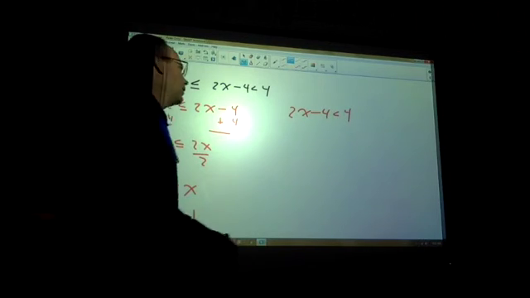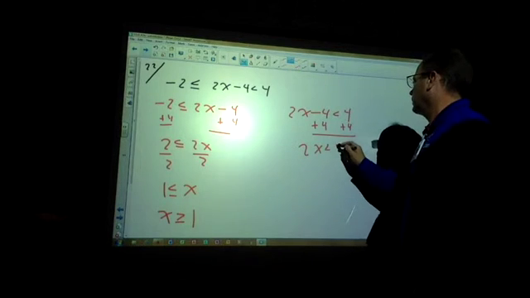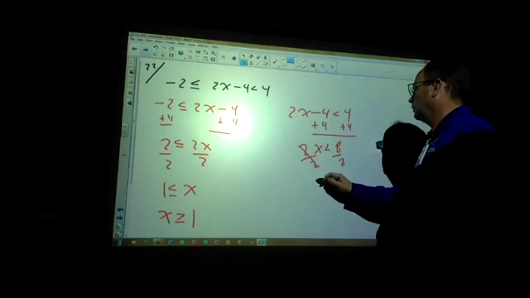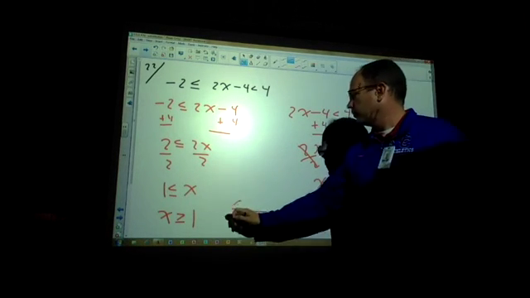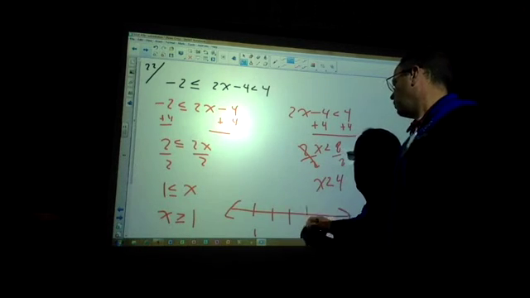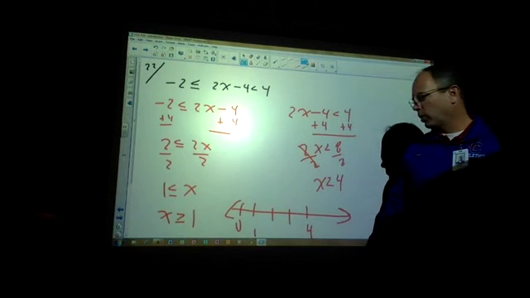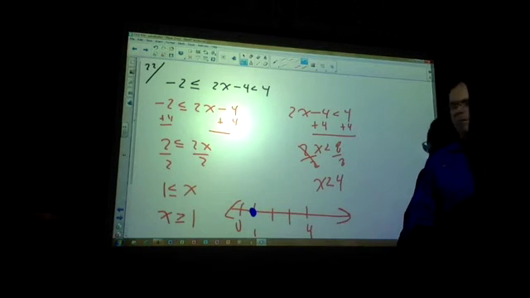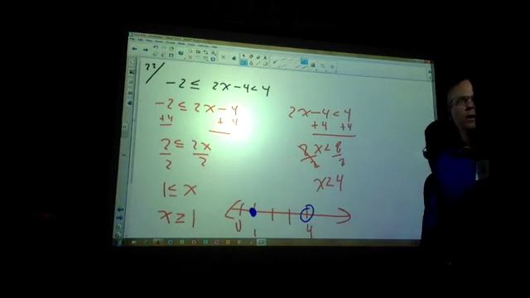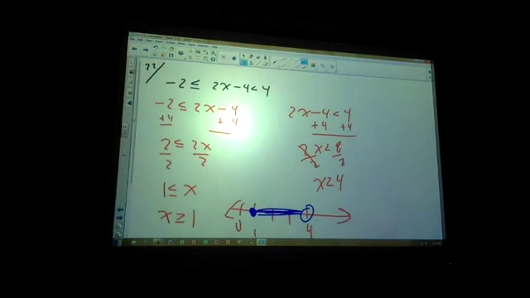Okay? I'm going to add 4 here. Divide by 2. All right. Number line. 1, 2, 3, 4. There's a 0 here. Open dot at 1 or close dot? Close. It's equal to it, right? Open or close dot at 4? Open. Where do I shade? Between. Between. Done. Good so far?